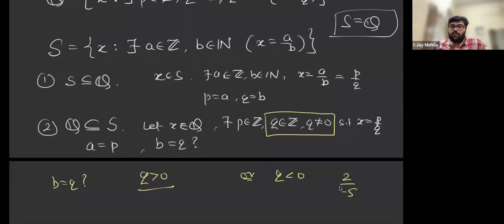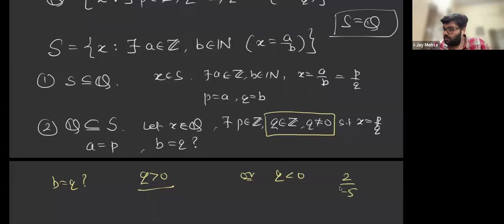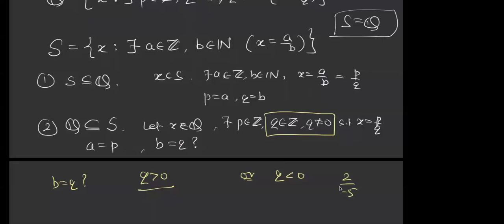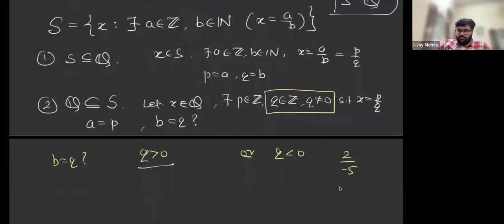Krishna? Yes, sir. If Q is negative, then minus Q will be positive. Then minus Q belongs to natural numbers. Then P by Q can be written as minus P by minus Q, so minus P belongs to Z and minus Q belongs to natural numbers. Okay, thank you. So what Krishna says: if Q equals minus 5, then I can write minus Q, which is minus of minus 5. This is positive.